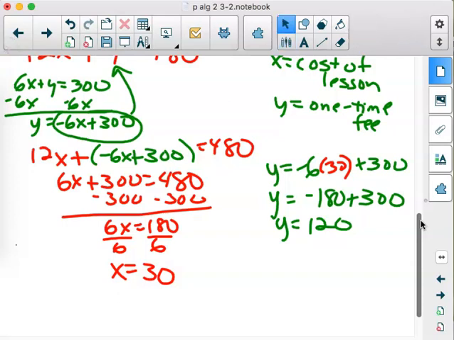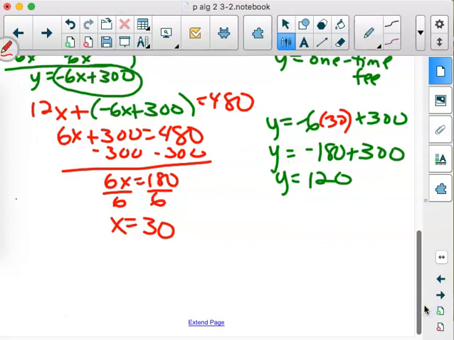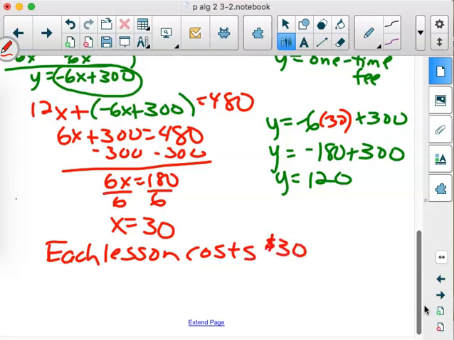So we have to say each lesson costs, which one of those was a lesson cost? $30, yeah. The one-time fee is, what was that one-time fee? $120.